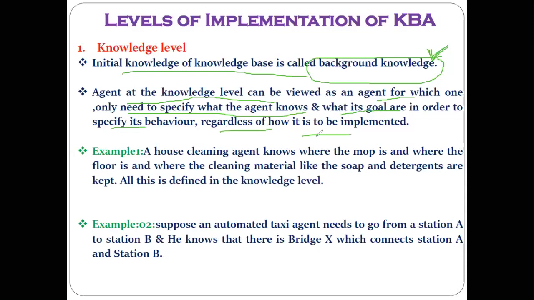One thing you should keep in mind: in the first level, we are specifying what the agent should do. We are not specifying how the agent is going to do those things. What the agent should do, and in order to do that, what information it will require, everything is specified in the knowledge level.